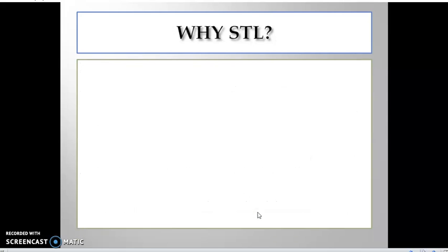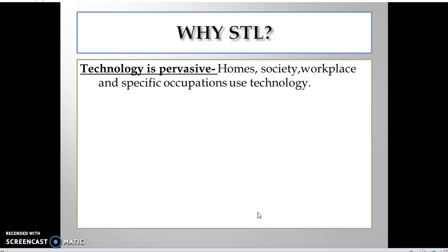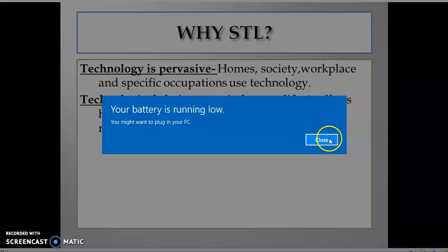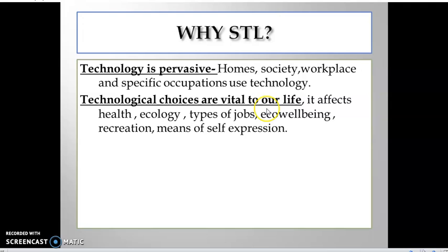Now the question is, why are we talking about science and technological literacy? The reason being technology is pervasive. Homes, society, workplace, and specific occupations use technology. If we see around us, technology is everywhere. It has invaded our personal life, professional life, our social life. Technology is everywhere.